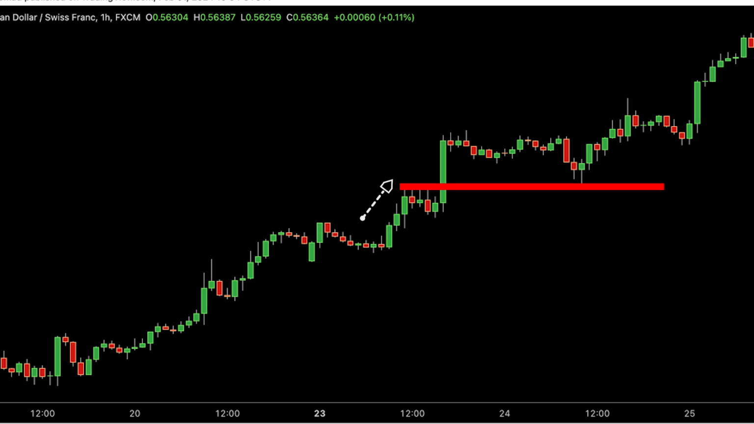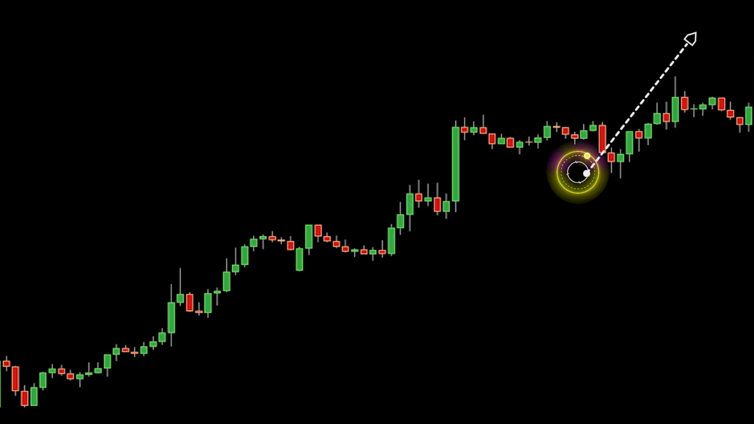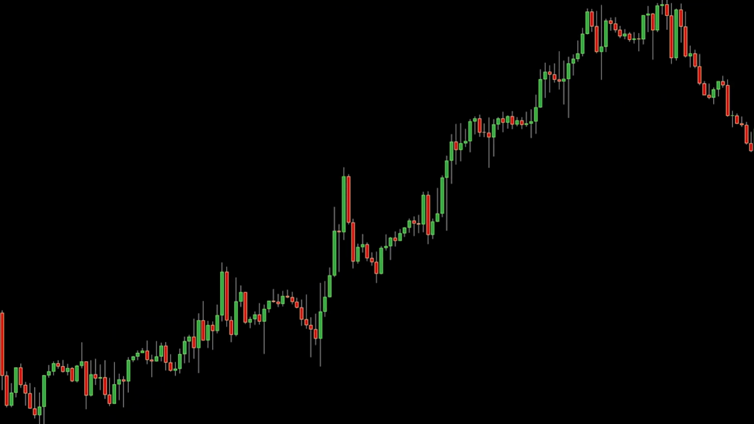The market breaks the resistance level, pulls back, and then forms a strong pin bar signal. This signals the end of the pullback, suggesting a new upward move is likely. And as you can see, the market keeps going up. Let's consider another example. In this upward trending market, the resistance turns into support after a breakout, giving us another chance to join the trend.